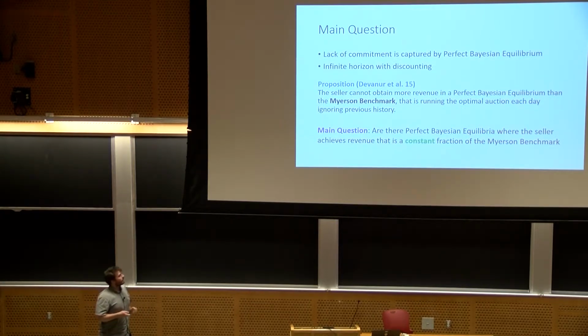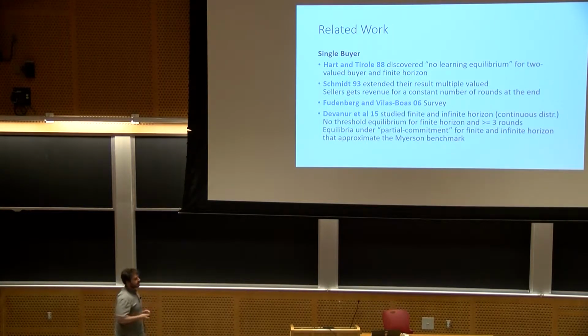So let me go a little bit through the related work. There has been a lot of work, especially in economics, in this area. The paper by Hart and Tirole discovered a no-learning equilibrium for this setting when there is finite horizon and the buyer can have 2 potential values, a low and a high. Smith extended these negative results for when the buyers can have multiple values but still being in a discrete valued setting. There's a nice survey by Vandenberg, Villas, and Boss.